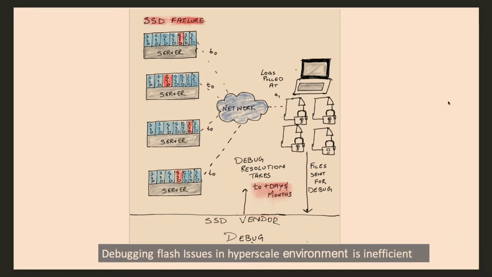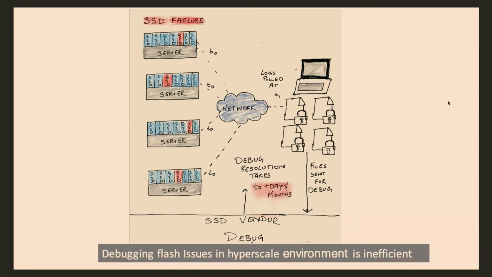This is my caricature drawing about how things work at scale. On the left side, you will see multiple servers which have multiple SSDs in them. The red ones are SSDs which, through our machine checker or through our alerting, we found out are bad drives. Once we find this, we pull the logs over the network into an offline server, because we have to send them over email or Dropbox or something to the SSD vendors, which again happens at a time which is not the time of the failure.